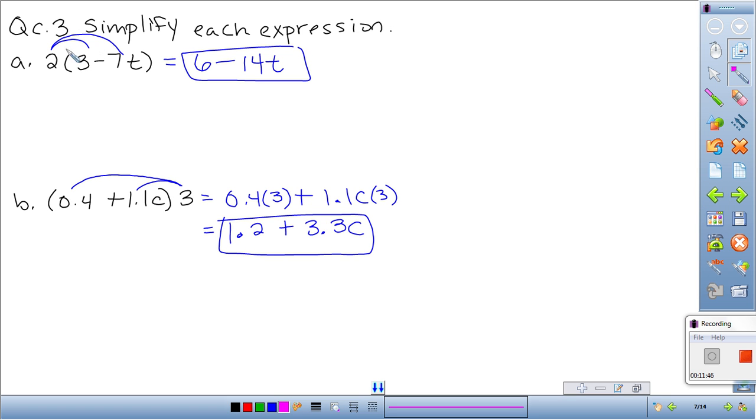It's the same thing on these. If we treat this like a negative sign, so 2 times 3 is 6, 2 times -4t is, or -7t is -14t, so that's where we get the -14t.